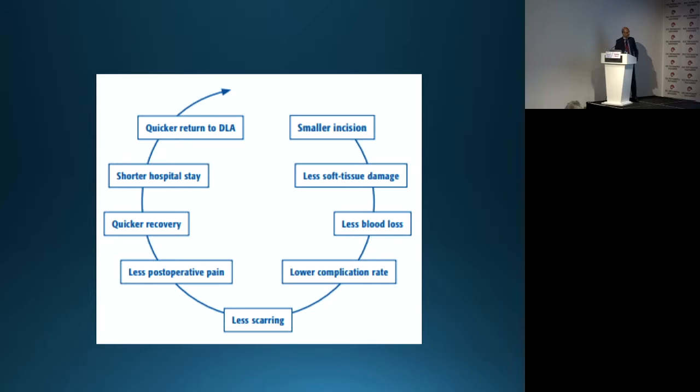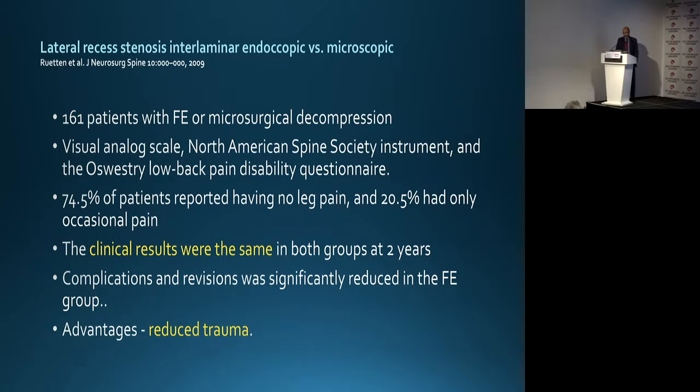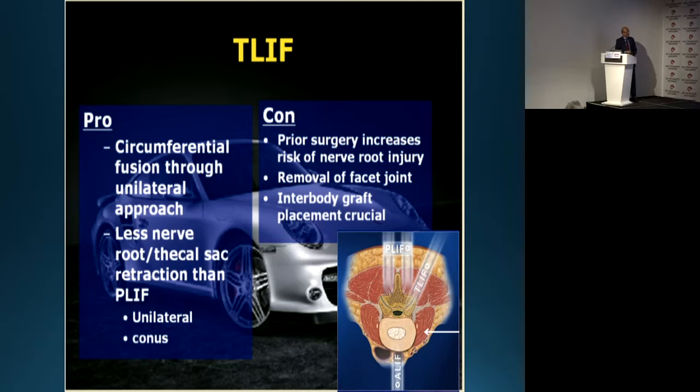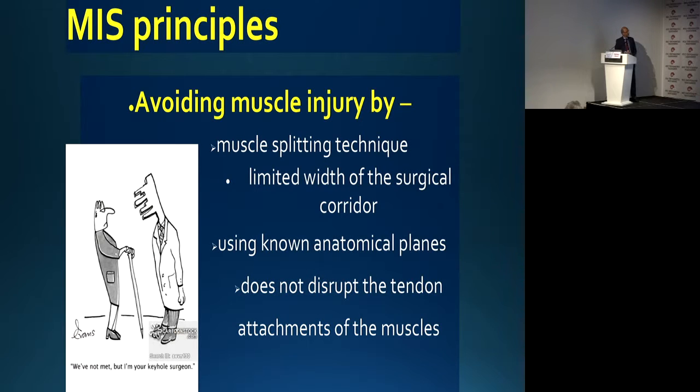So you have less scar, less post-operative pain, quick recovery, shorter hospital stay, lower complications, less blood loss, less soft tissue damage, and smaller incision. Has that all been shown yet? Let's have a look. Lateral stenosis, interlaminar endoscopic versus micro and macroscopic. The results were all the same. The only theoretical advantage was reduced trauma in these patients, with more cosmetic results, and claims of better results on MRI. So I'm not going to go into details of that.